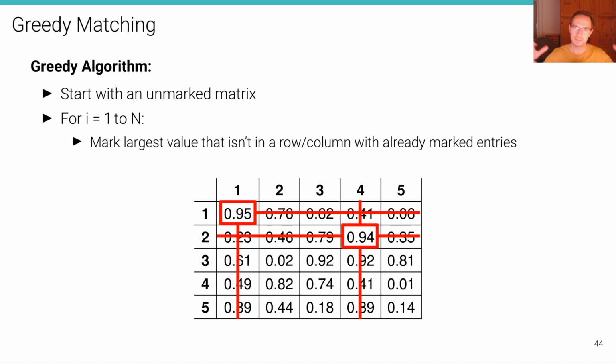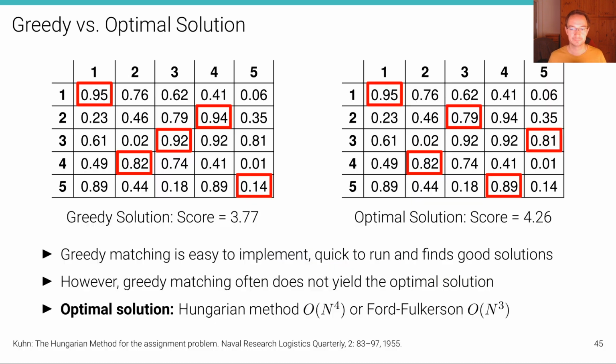So you can implement this simply by manipulating a matrix. It's really easy. And then we find the third match and remove rows and columns. The fourth one, and then this one here remains. And this is the greedy solution. And the greedy solution is often okay. Greedy matching is easy to implement, quick to run, and finds good solutions.